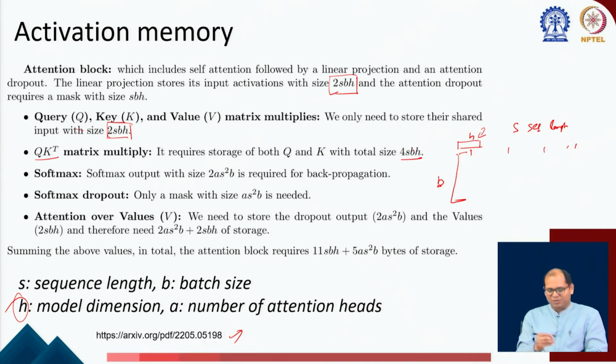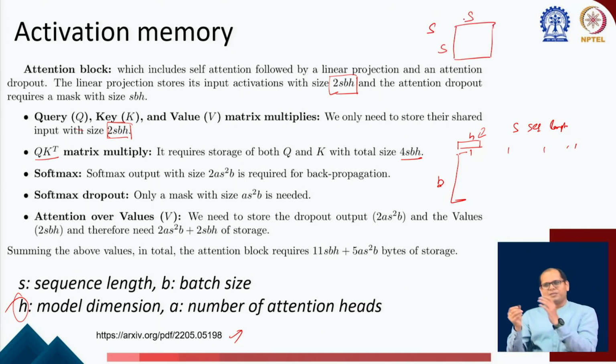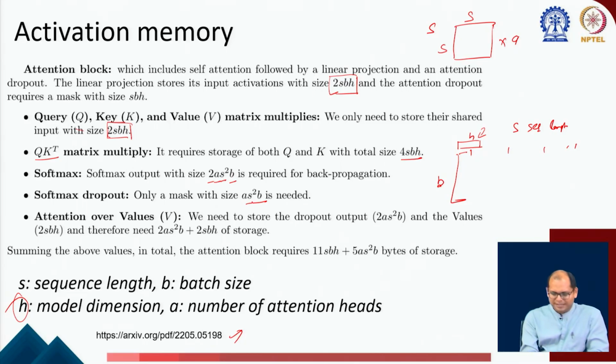And then you will have the softmax output. What will be the dimension for that? If S is your sequence length, you will have an S cross S matrix for all QK transpose, and you will need it for all attention heads. So S cross S times A, and you will need it for all of the batch, and this is 2 bytes, so this much. There are some more things for dropout that I am not going into detail on, right? Same for values: you will also have 2 SBH as the input, getting the values. So if you add all these, you get 11 SBH plus 5 A S square B storage.